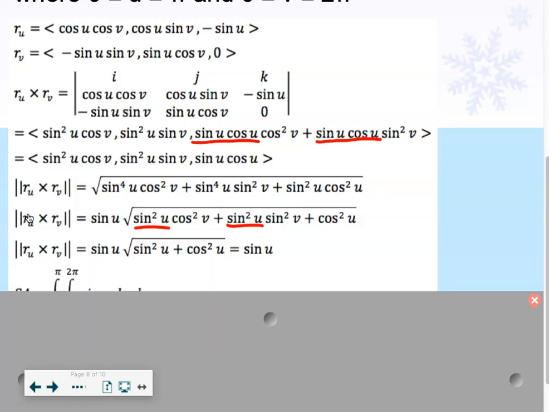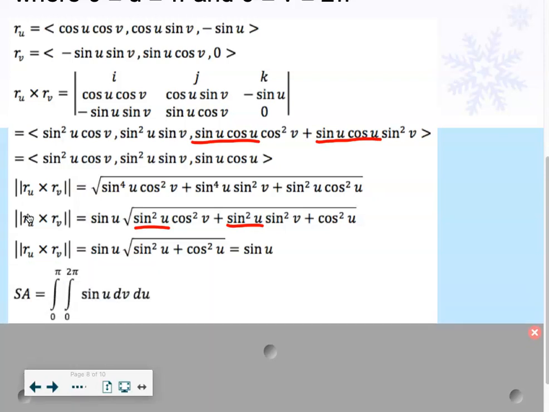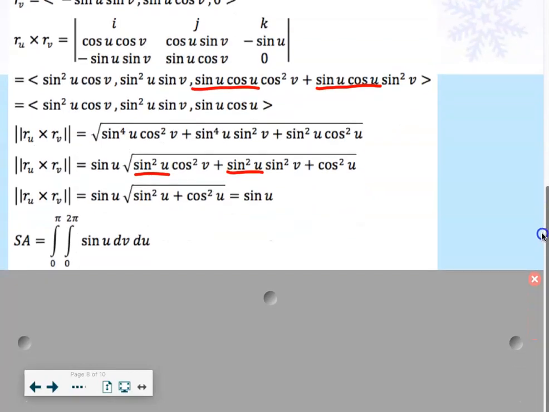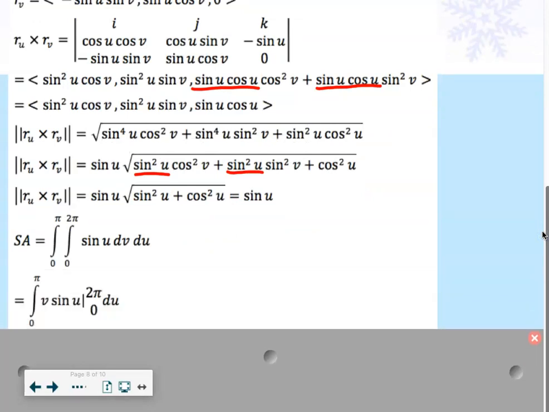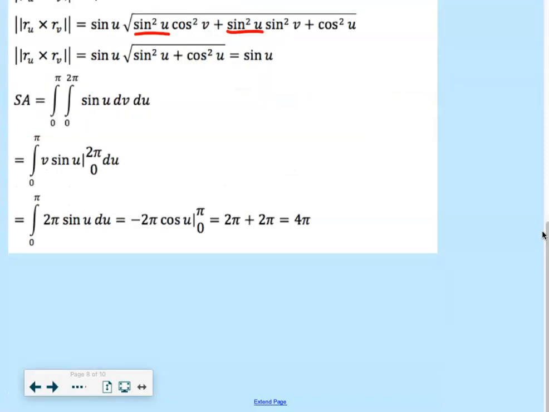So once you've got your cross product, I went ahead and did that first and then set up the integral. You could do it in the integral, it doesn't matter. So anyway, I did dv du. You could do du dv as long as you've got your limits matching. And then just do your antiderivative and plug in. And the final answer is 4 pi.